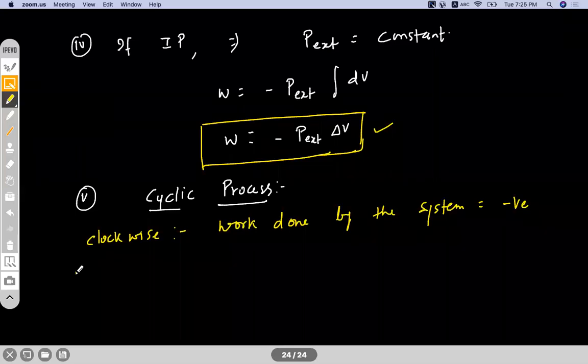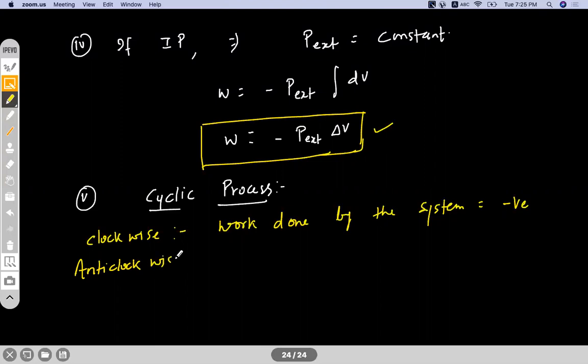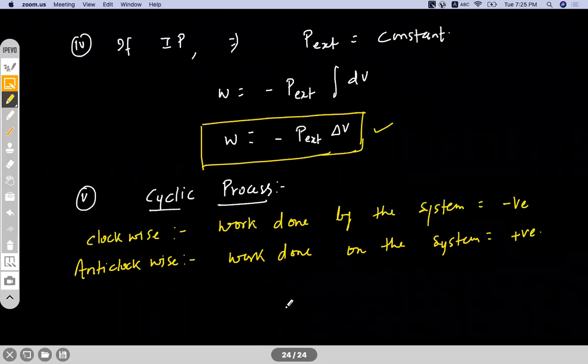Okay. If it is anti-clockwise, then we have work done on the system. It is positive. This information is very important because if you have a pressure volume graph given, then the magnitude of work done you can find out by finding the area of the curve, right? But whether it is positive or negative, that you can have from this information.